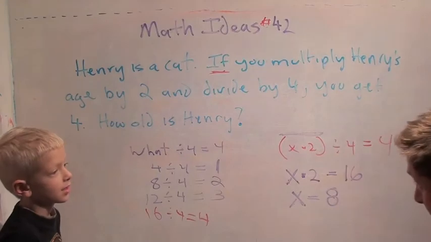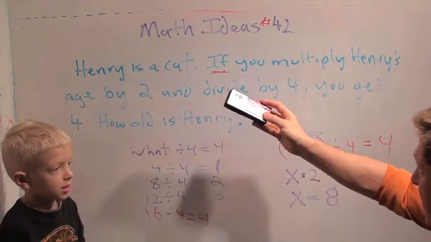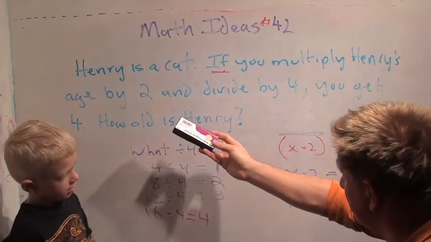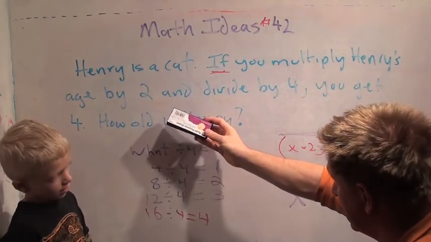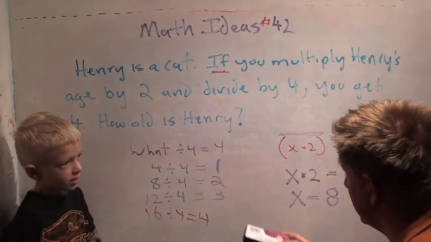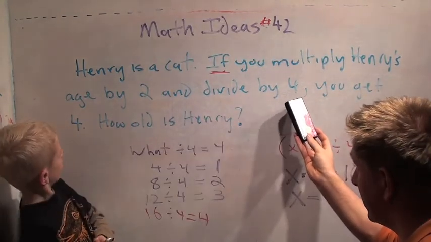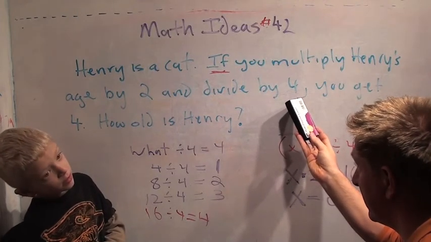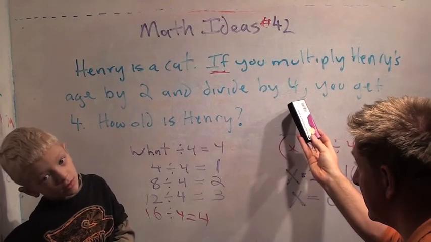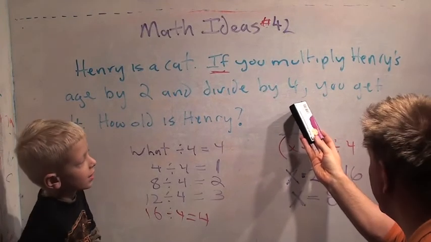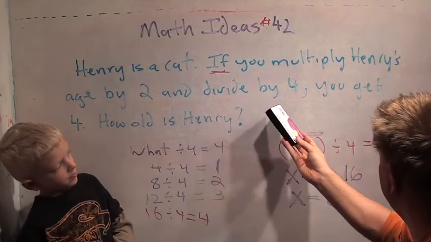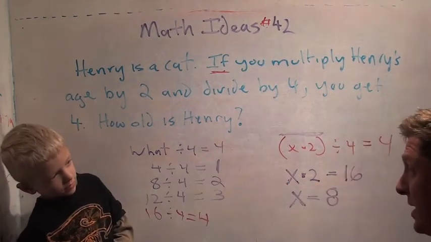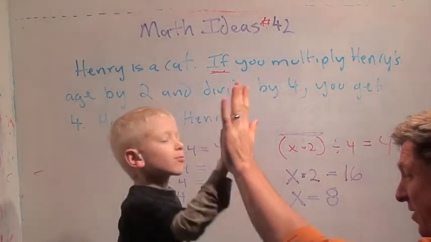But we have to check if this is true or not. So let's see. Henry is a cat. If you multiply Henry's age by 2, so if you multiply 8 by 2, what do you get? You get 16. And divide by 4. What do you get when you divide 16 by 4? 4. So it says when you multiply his age by 2 and divide by 4, you get 4. But that's just what we got. So we checked that 8 works. We did it. We figured out how old is Henry.